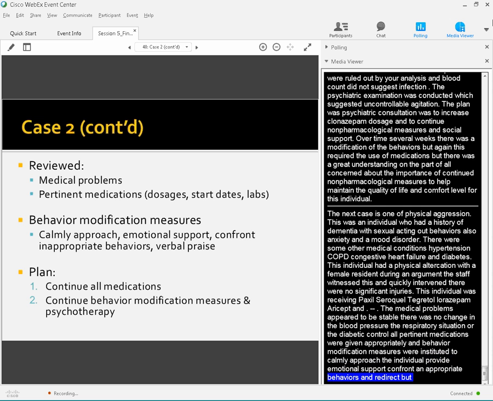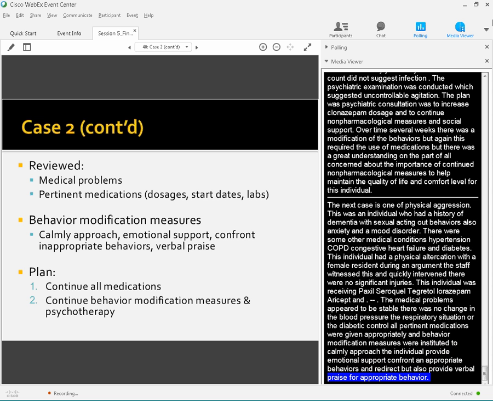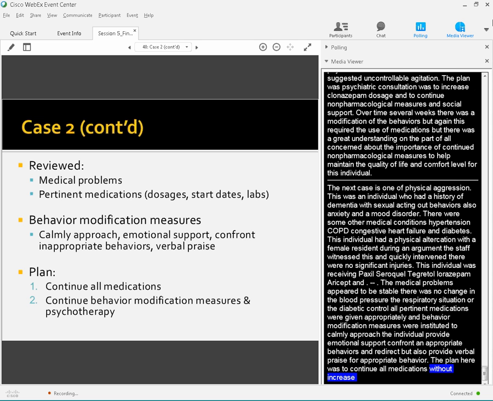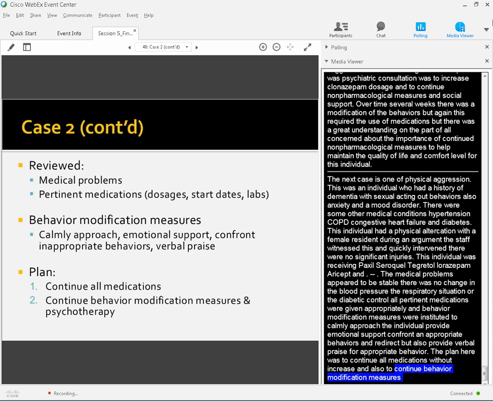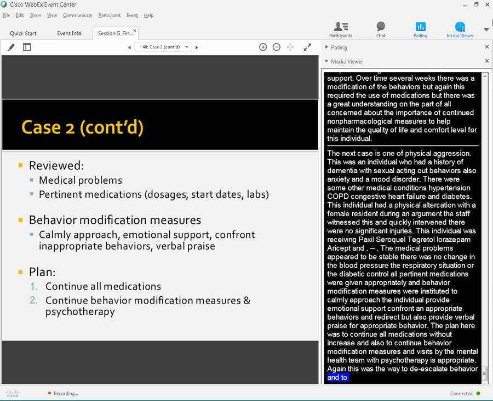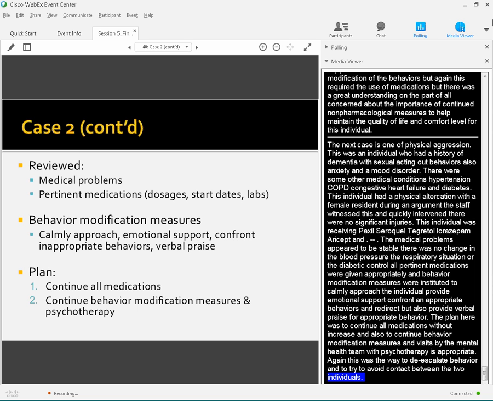The plan here was to continue all medications without increase, and also to continue behavior modification measures and visits by the mental health team with psychotherapy as appropriate. And again, this was a way to de-escalate the behavior and to try to avoid contact between the two individuals who did have an altercation. And again, an appropriate addition of medications or continuation of medications where dose reduction would not be appropriate in this case.